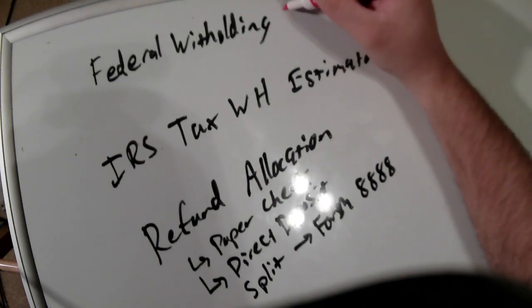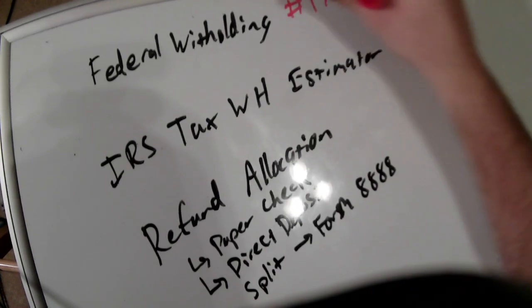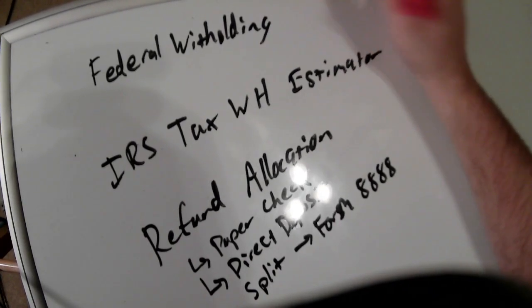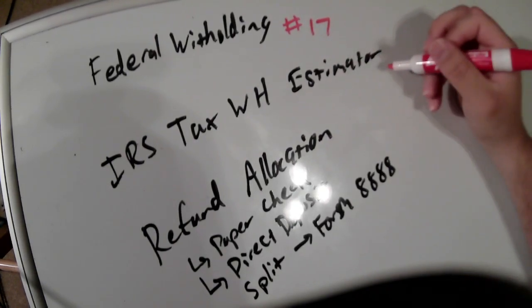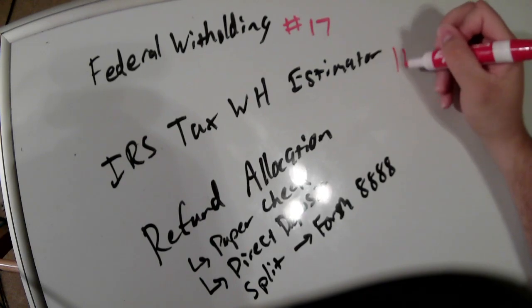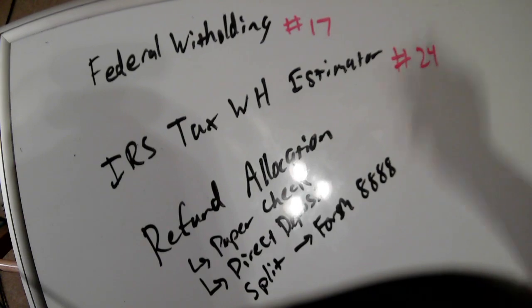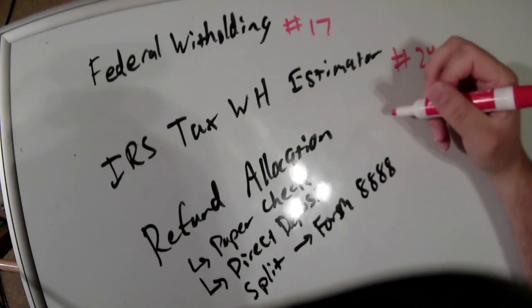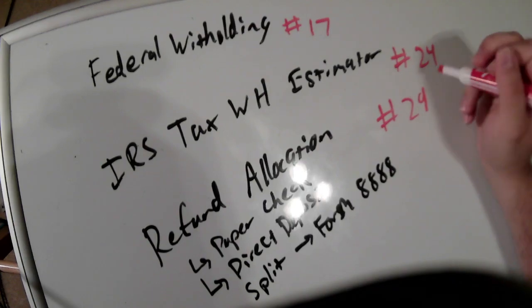Okay? So the one where you're going to have to calculate how much federal withholding by adding up all the withholding boxes is going to be number 17. The withholding advice one is going to be number 24. There'll be some options about how to change your withholding. And the one that's going to ask about how to do refund allocations is going to be number 29.